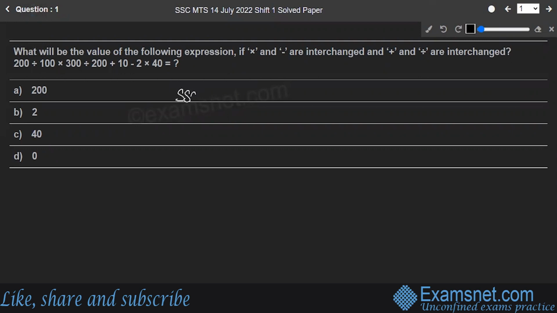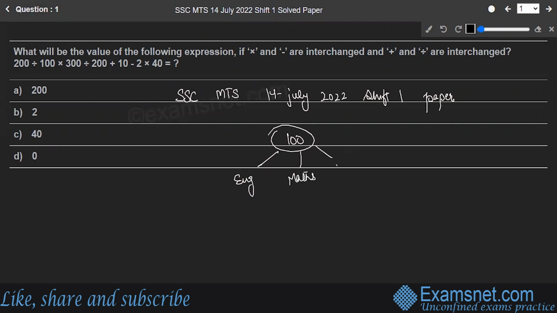Today we'll be solving the SSC MTS 14 July 2022 Shift 1 paper. This paper has about 100 questions. There will be 4 sections: English, Maths, GK, and Mental Ability. And as you know, there will be 25 questions from each section. All right, then let's start with today's paper. A very best of luck to all of you.